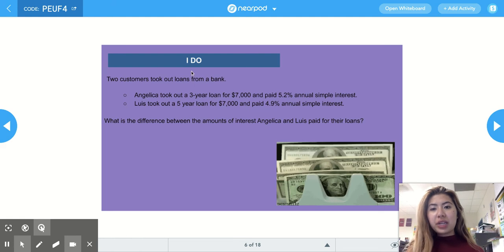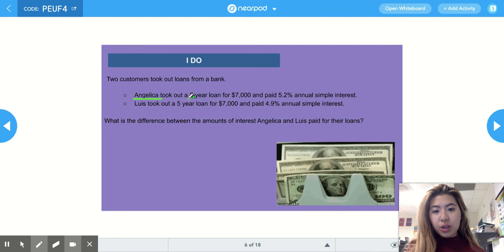Our first problem reads, 2 customers took out loans from a bank. Angelica took out a 3-year loan for $7,000 and paid 5% annual simple interest. So in this case, we have Angelica, and since it's a simple interest problem, we're using the formula I is equal to P times R times T. And then from there, we're going to plug in the numbers for each of the variables.